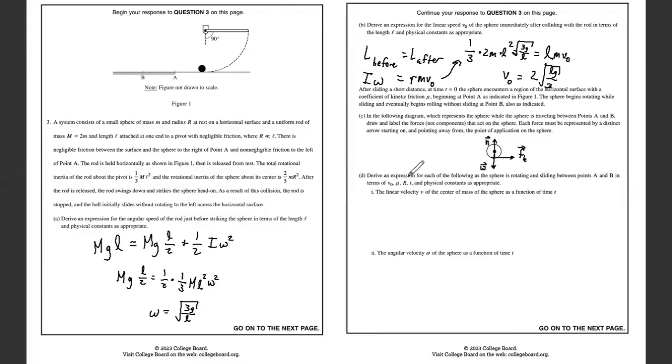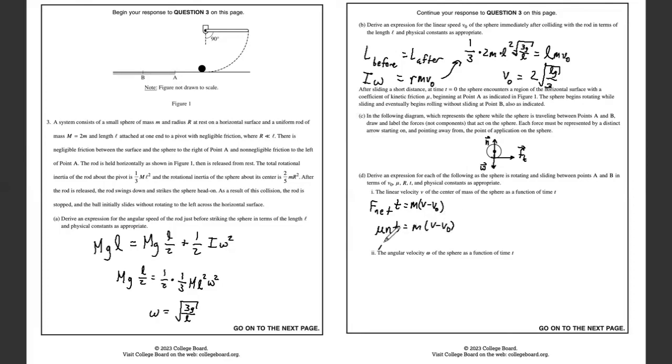All right, part D, derive an expression for each of the following as the sphere is rotating and sliding. For linear velocity, what you would want to do is say that the change in linear momentum, so F net times t, is going to equal the mass of the sphere times the change in velocity, which is v minus v naught. Well, the net force in this case is just friction. So what I would say is that we have mu times the normal force times t is going to equal m times v minus v naught.